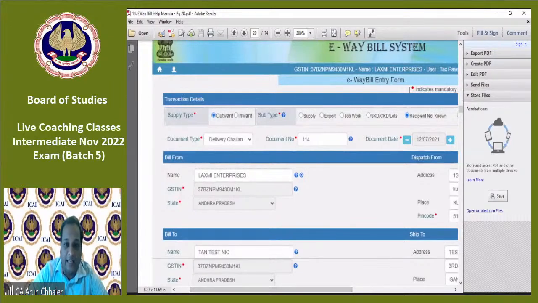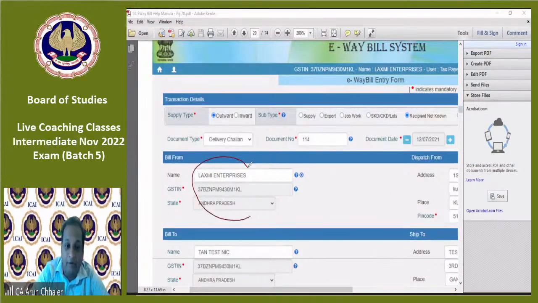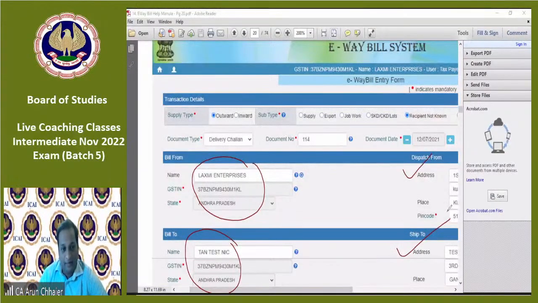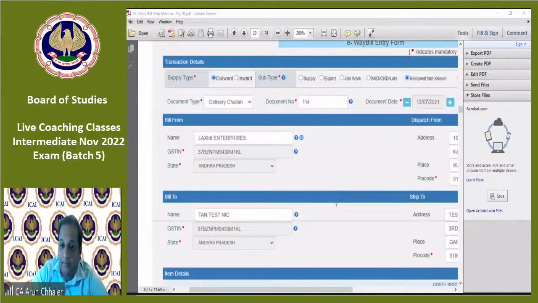Then you write the name of the bill from or bill to party and also their address. Here you write the name of who is raising the bill, who is the recipient of the transaction, from where the goods are dispatching, and where the goods are to be delivered. It means in normal circumstances, it is the supplier, the recipient, the pickup location, and the delivery location. Here we will discuss the bill to ship to model.